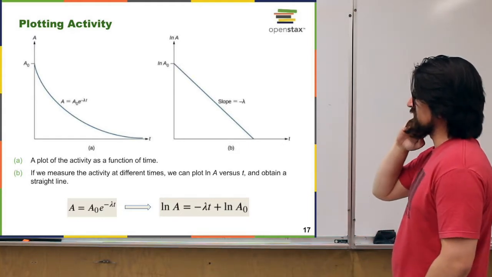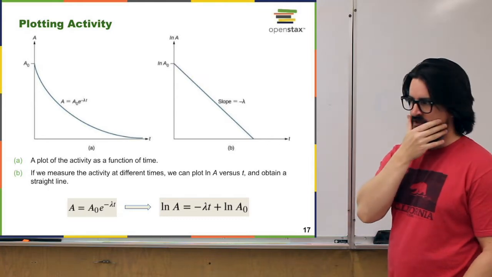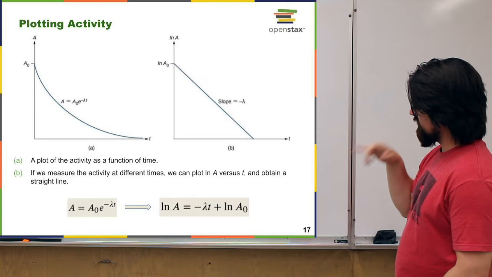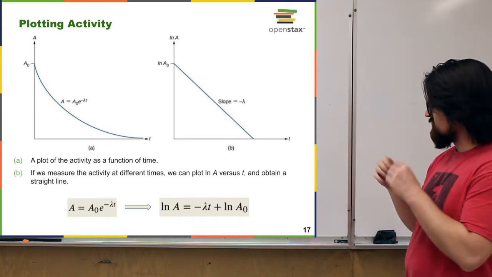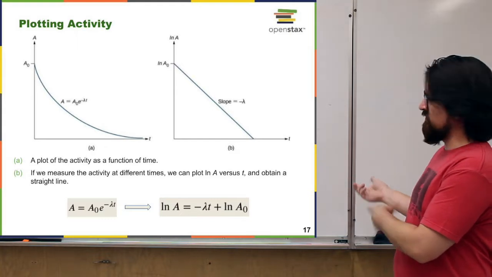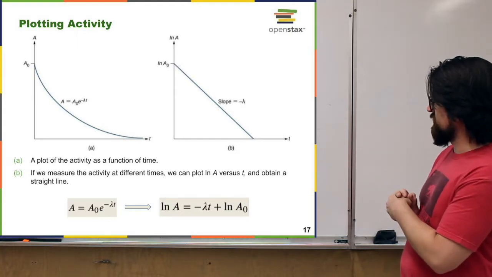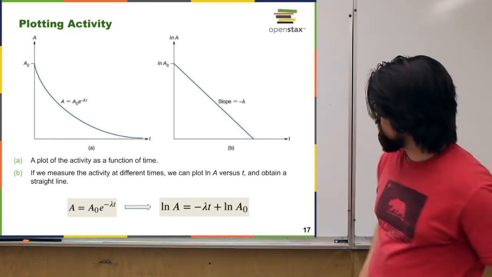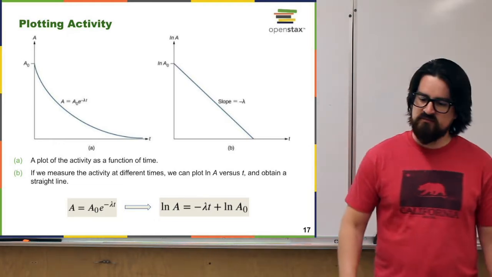you can pretty easily get the decay constant for that material, where you sort of linearize this activity by taking the natural log of both sides, using the natural log properties to split up that natural log. If you plot y as the natural log of the activity, you end up with this linear relationship where the slope is minus the decay constant. That's a nice way of finding the decay constant.